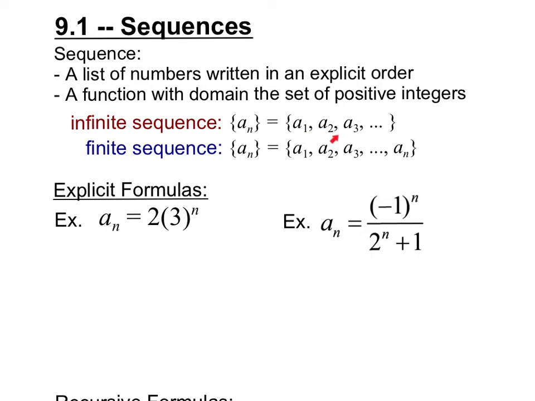A sub 1, A sub 2, A sub 3, A sub 4. A finite sequence has a finite number of terms. So A sub n is a sequence that has terms A1, A2, A3, all the way to A sub n.